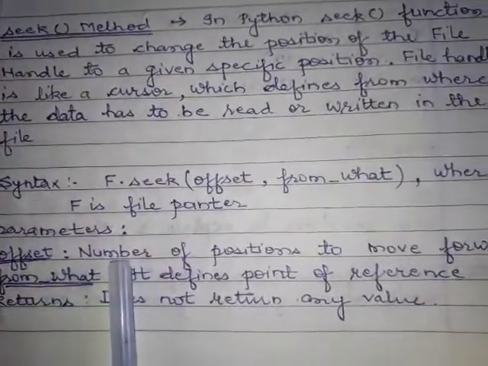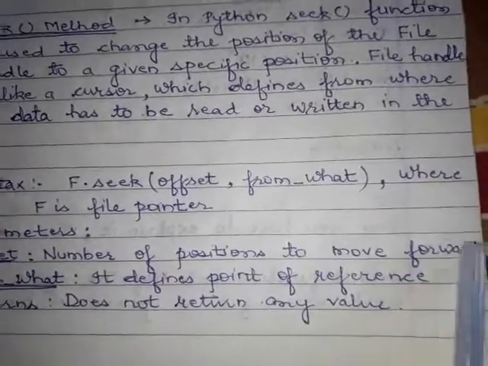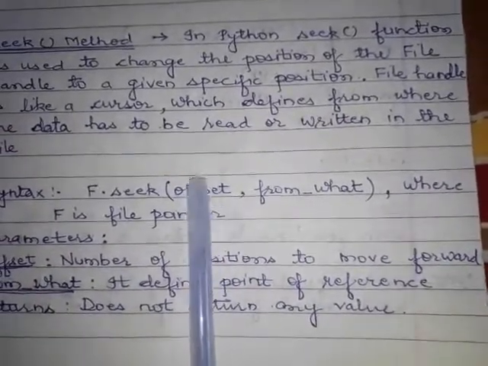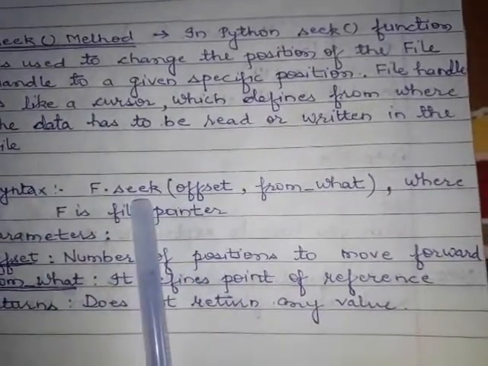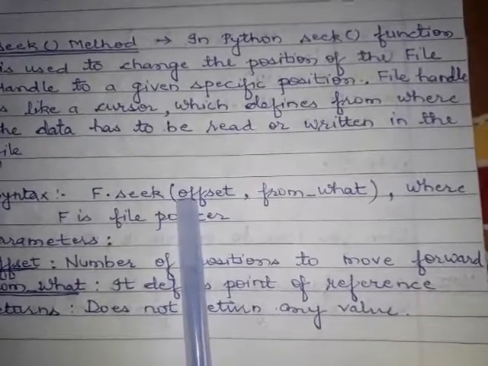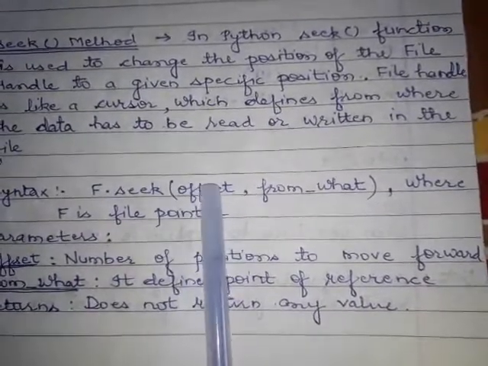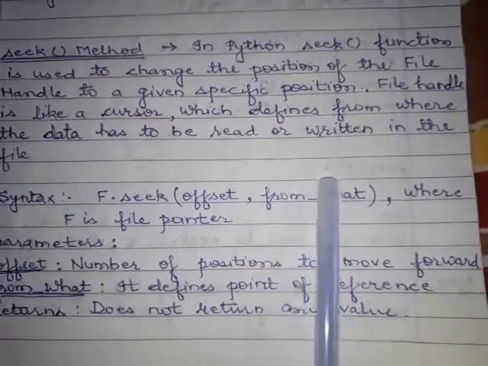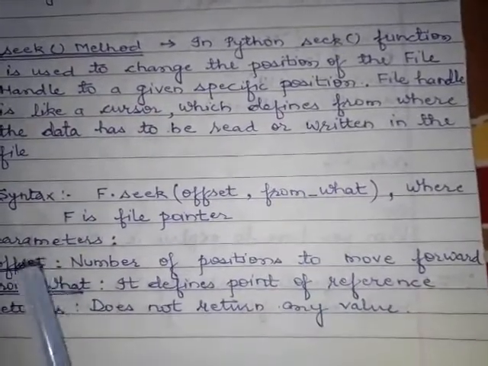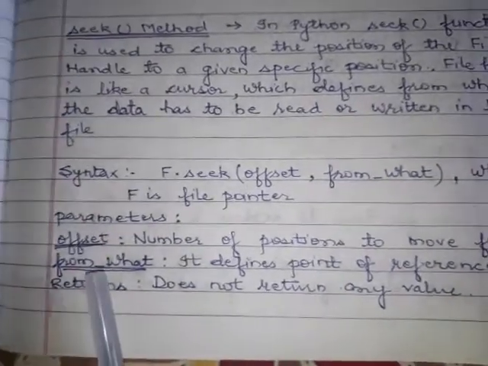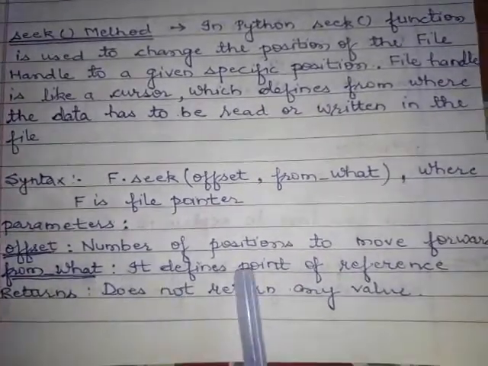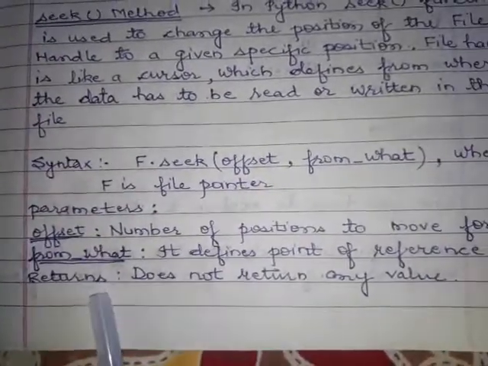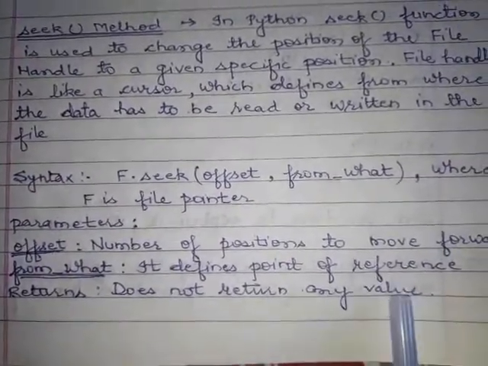Offset. Offset means the number of positions to move forward. It means if here I write 10, the seek method will move the file pointer 10 bytes from the beginning. Okay, and this also shows from where to start moving the file handler. Let us see from what. It defines the point of reference, and does not return any value.